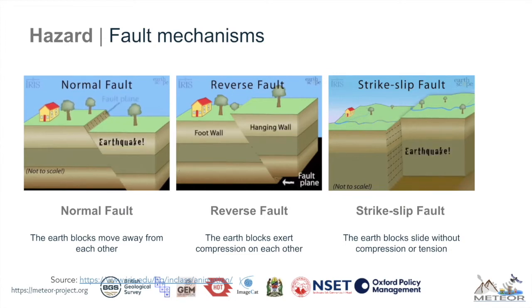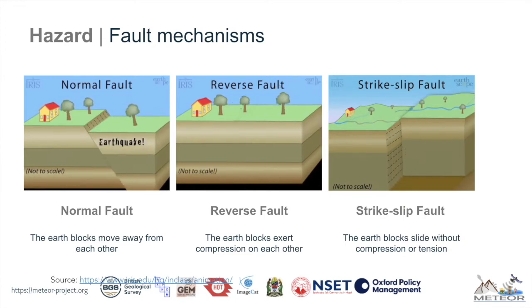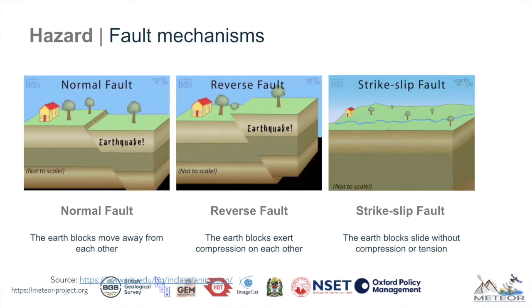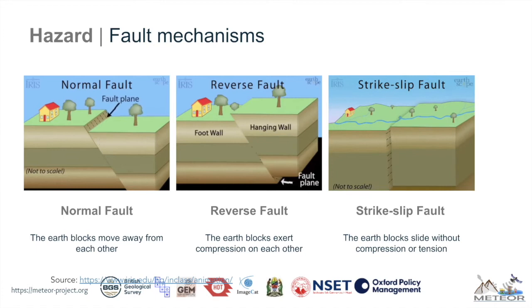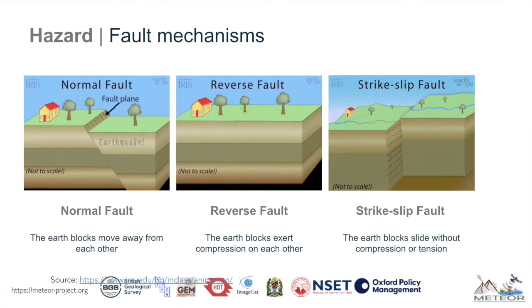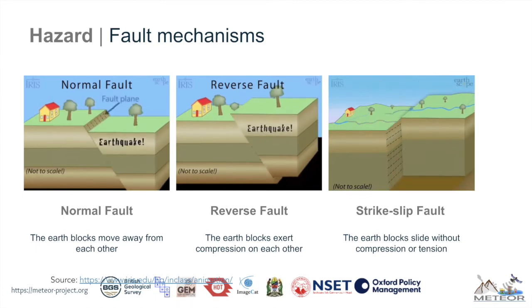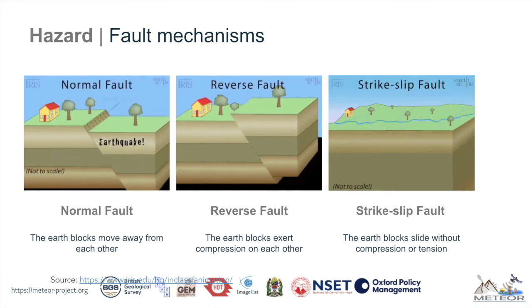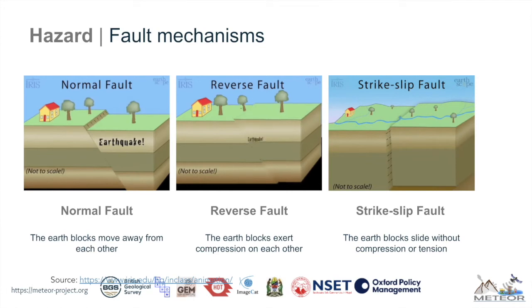Both normal and reverse faults are types of dip-slip movements where one side is moving predominantly upwards or downwards relative to the other. In the case of a normal fault, the hanging wall is moving downward, as we might expect under the force of gravity. If the hanging wall is moving upward, then it is called a reverse fault.